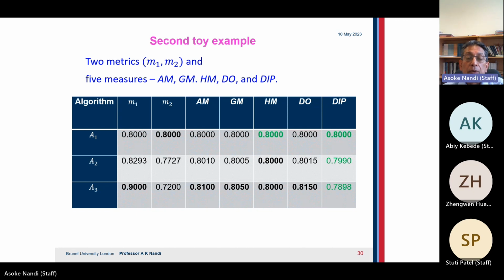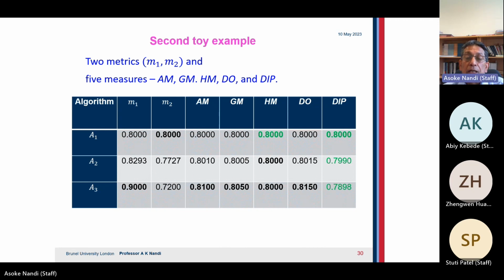AM tells you that one is the best because that's bigger than these two. GM tells you that's the best because that's bigger than these two. HM can't decide which is the best. According to HM, they're all the same. So this is different from the last table. In the last table, these four agreed which is the best. This is one where HM doesn't agree with the others. DO, this is the best. So A3 is the best according to AM, GM, and DO. HM thinks they're all equally good.